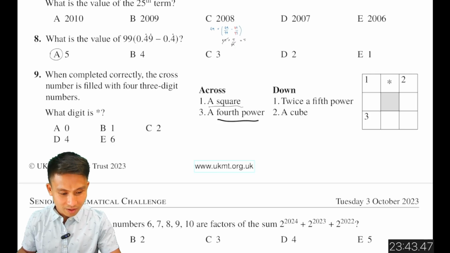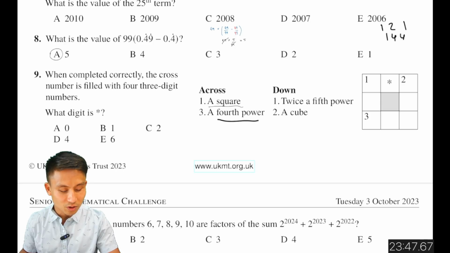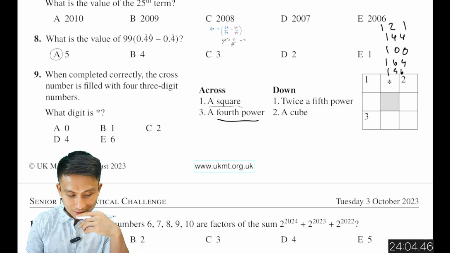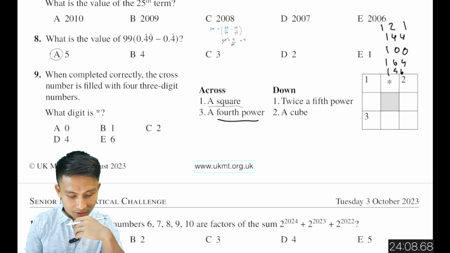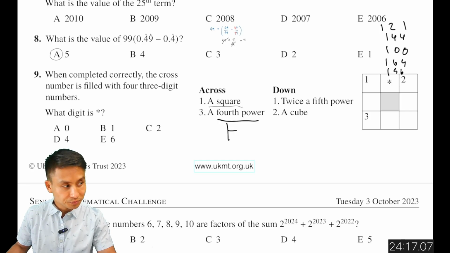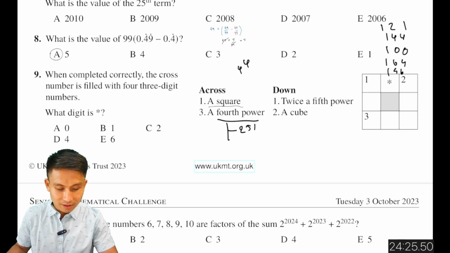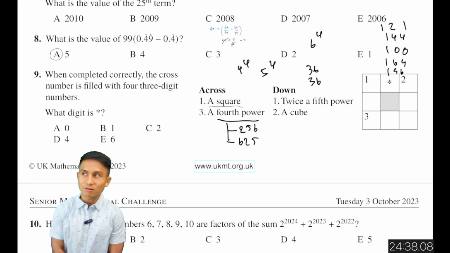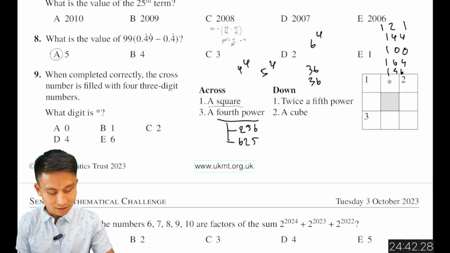So a square number. We have 3-digit square numbers: 144, 121, 100. But can you use 100? Maybe we can. And then 169 and 196. And across number 3 is a fourth power. The fourth power may be easier because we don't have a lot of options. For it to be 3-digit, we have 3 to the power of 4, that's 81. 4 to the power of 4 is 256. 5 to the power of 4 is 625. 6 to the power of 4 is 36 times 36, which is probably over 1,000 already. So we only have 256 or 625.